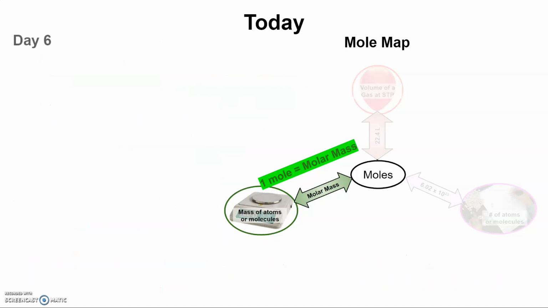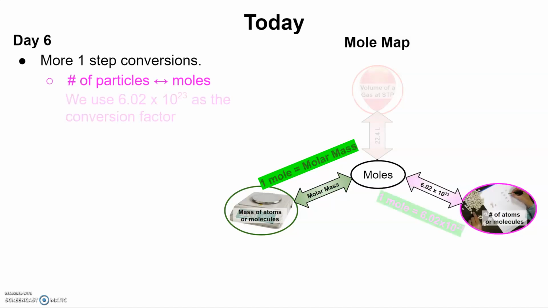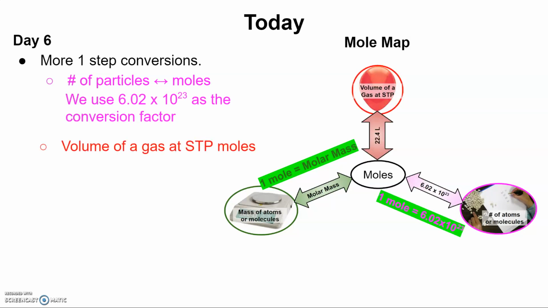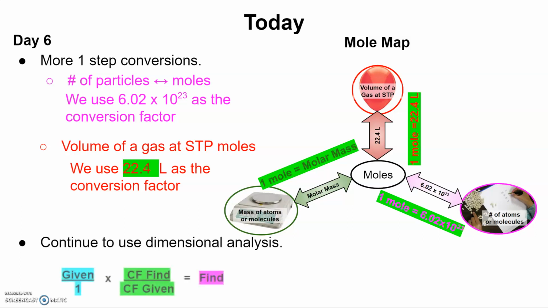Now today what we're going to do is go back to conversions, more one-step conversions. And this time we are going to look at converting between number of particles and moles. And for that we use 6.02 times 10 to the 23, or Avogadro's number, as a conversion factor. And we're also going to look at converting between volume of a gas at STP, and for that we use 22.4 liters as the conversion factor. And of course, we'll continue to use dimensional analysis as our method to solve. So this is sort of bringing us back to what we did on days 2 through 3.